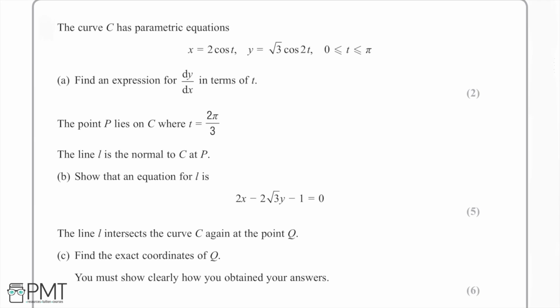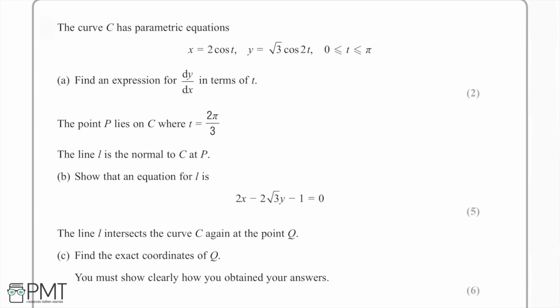So in this question, we're told that the curve C has parametric equations x is equal to 2 cos t and y is equal to root 3 cos 2t, where t is going to be in the range between 0 and pi.